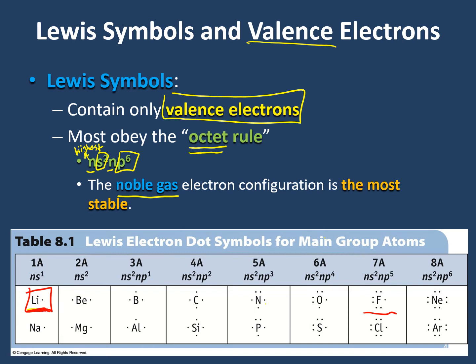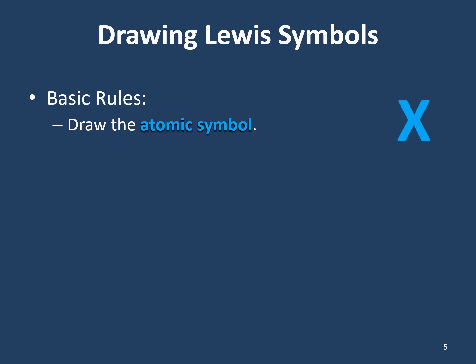So let's look at how to actually draw these. When we want to draw some Lewis symbols, there are some rules that we need to follow. And the first thing we have to do is draw the atomic symbol of the element that we're going to be making our Lewis symbol for.